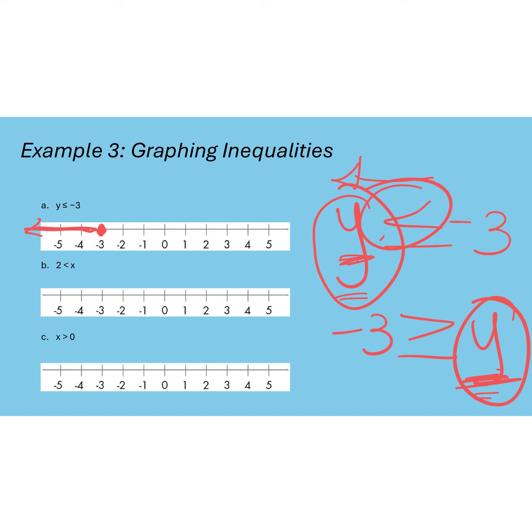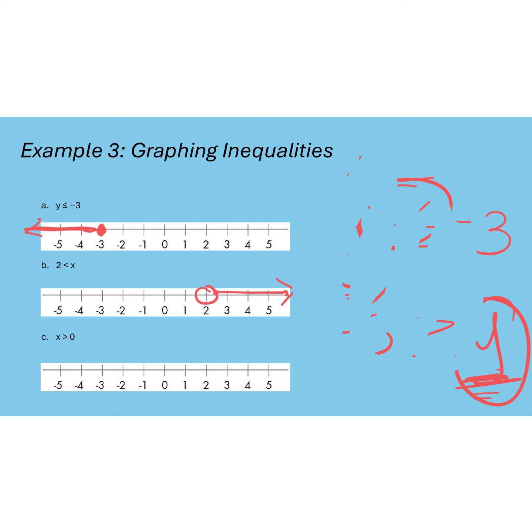Look at B. B is telling me it's 2. Is it going to be open or closed? It's going to be what? Open. And which way am I going? To the right. You're going the opposite way. We're going to check it, and I'm going to tell you why. And C. I keep saying number and it's letters. C is what? 0, right? Is it open or closed?